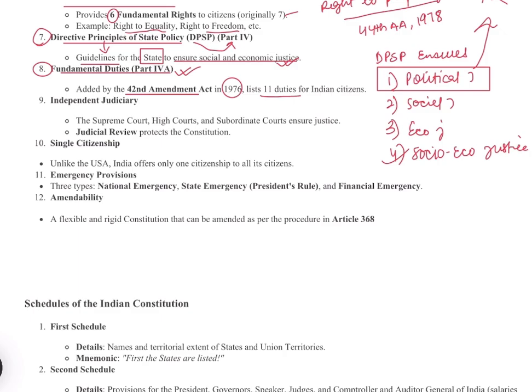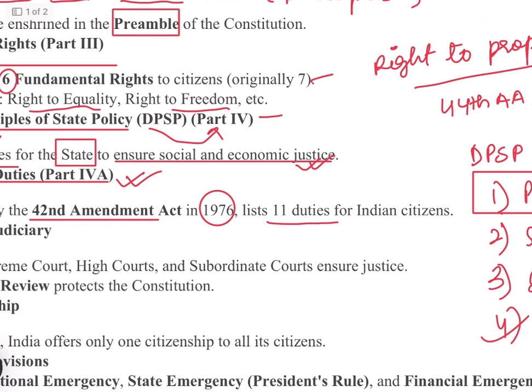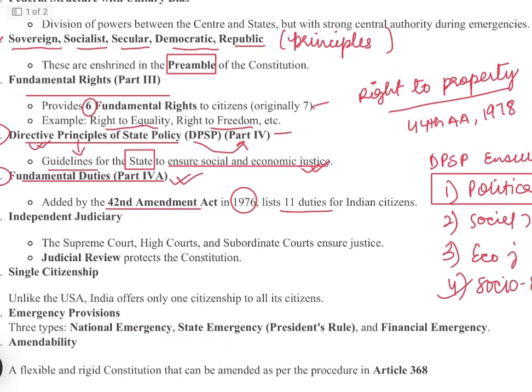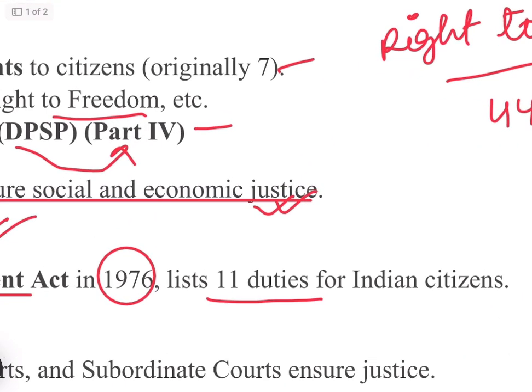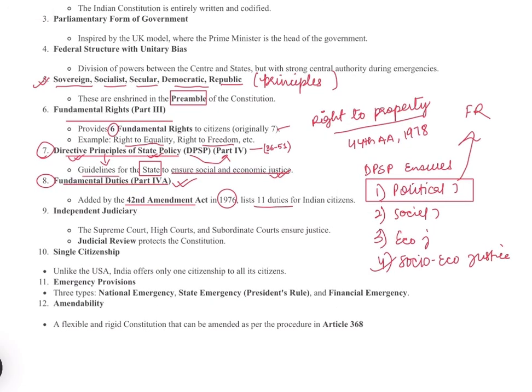Okay, when we talk about DPSP, which is directive principles, as the name suggests, it is directive. It directs the government of a state towards policy making and all. So Article 36 to Article 51 we have DPSPs, and only 11 duties are given for Indian citizens.